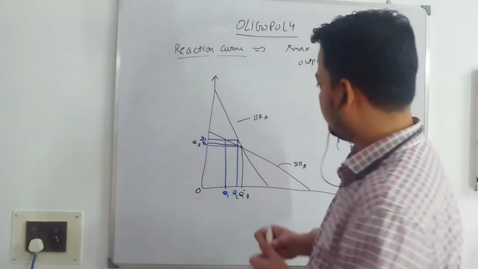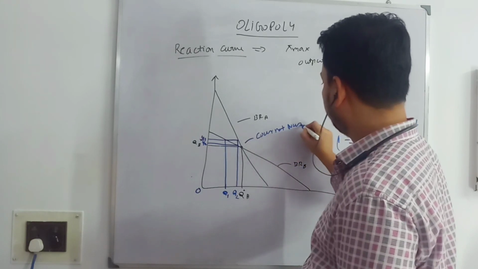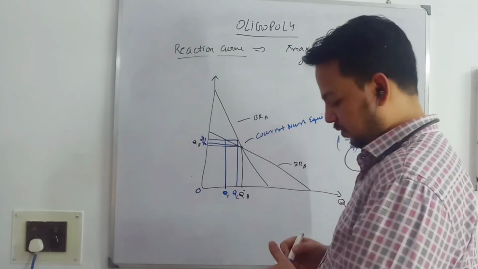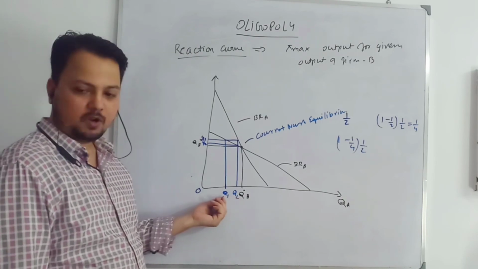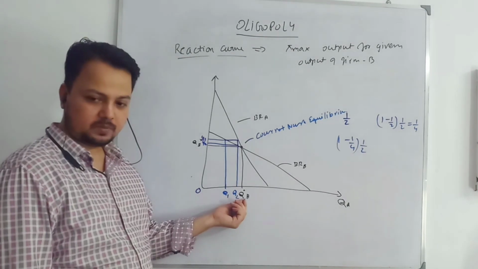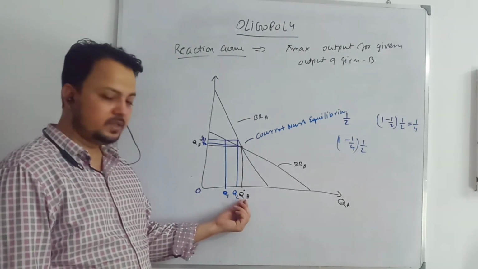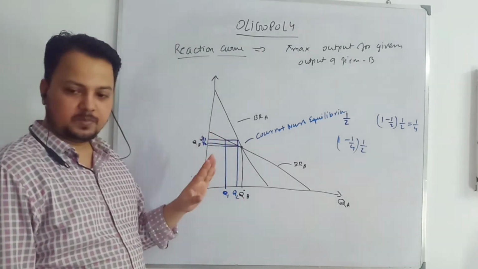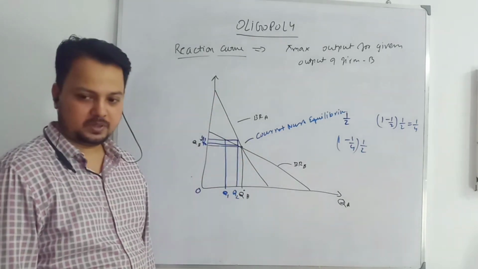So this equilibrium is called the Cournot-Nash equilibrium. I am saying that if you start from an output level lower than the equilibrium output level, or higher than the equilibrium output level, ultimately you will reach the equilibrium output. The Cournot equilibrium will be a stable equilibrium if the reaction curve of firm A is steeper than the reaction curve of firm B.